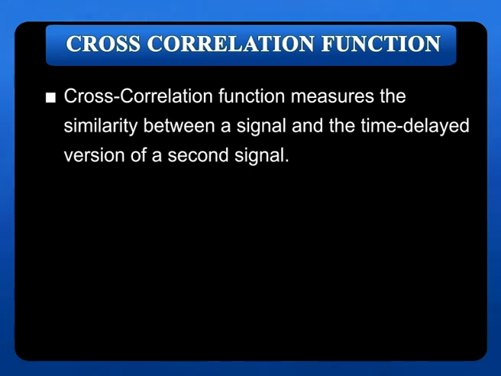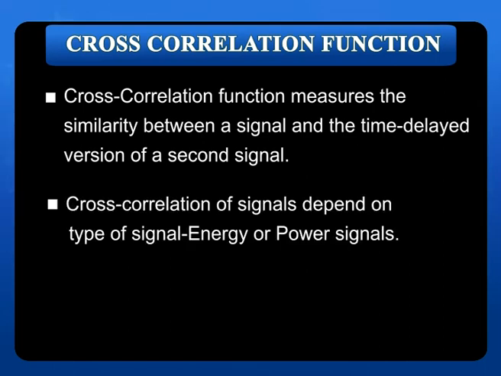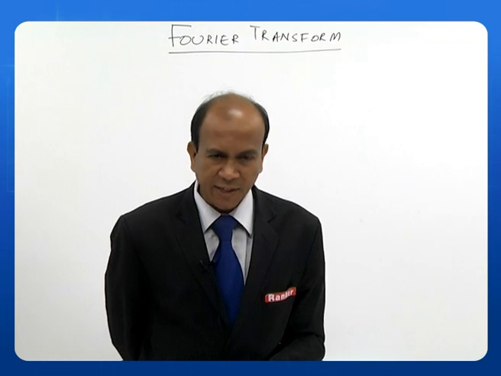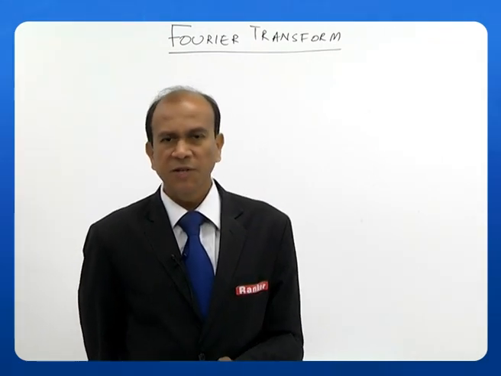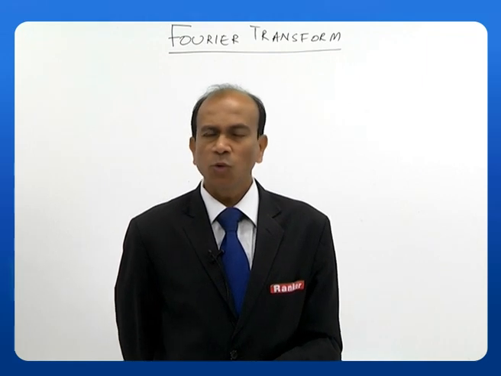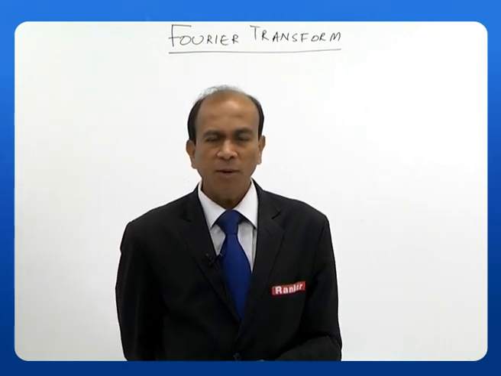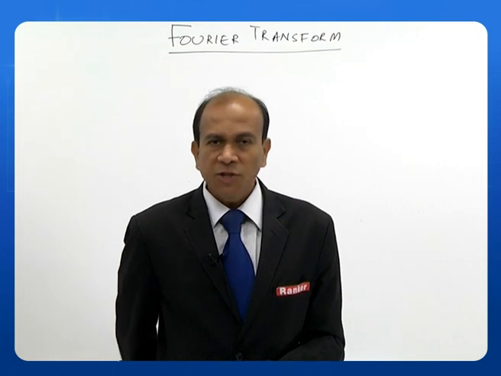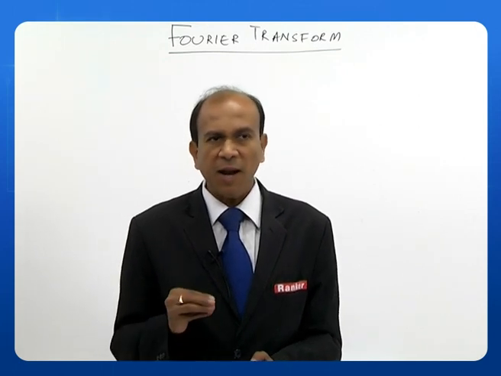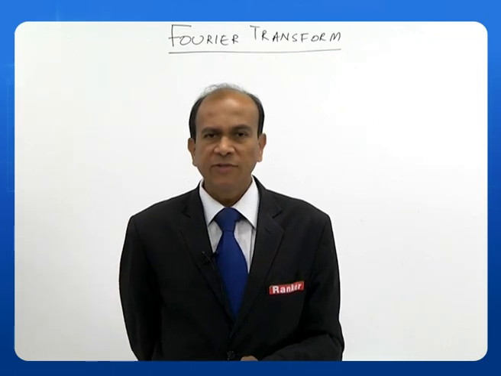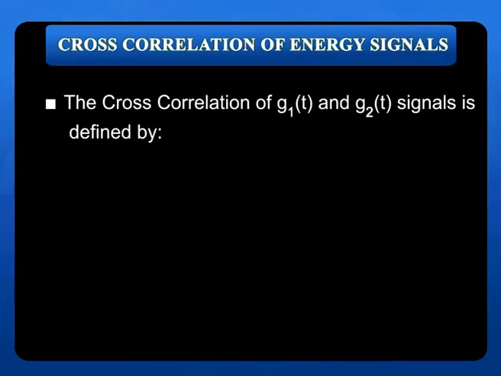The cross correlation function measures the similarity between a signal and the time delayed version of a second signal. As we have seen, the cross correlation again depends on the type of the signal, that is, whether it is an energy signal or a power signal. Let us first look at cross correlation of energy signals. Let us take two signals, g1 of t and g2 of t. These are the two different signals. Now, the cross correlation talks about the relationship between g1 and g2, which is delayed. So, let us see what the cross correlation is here.